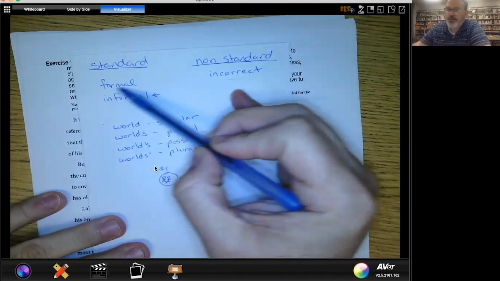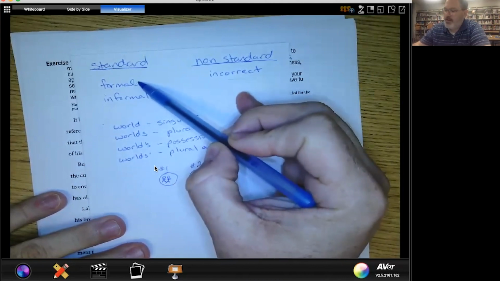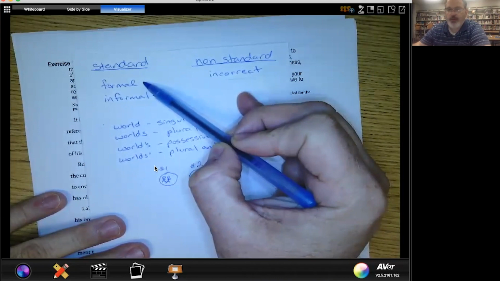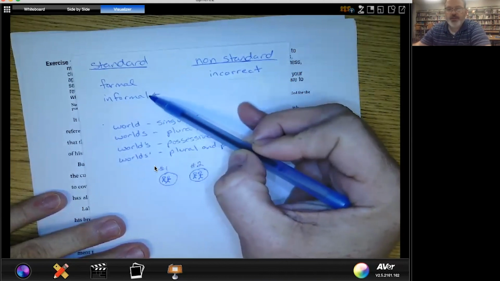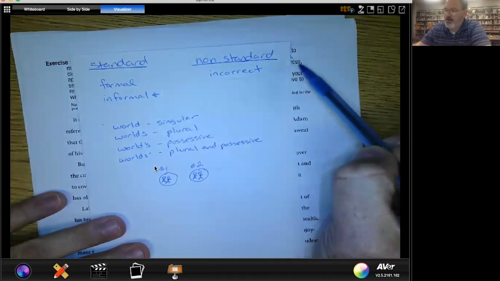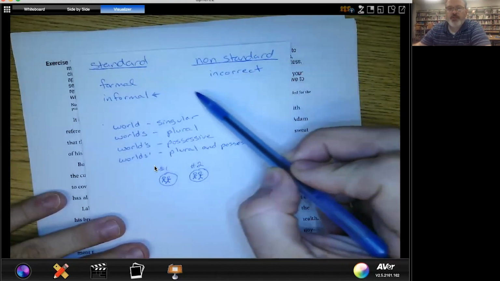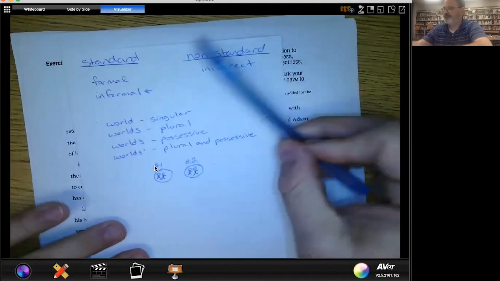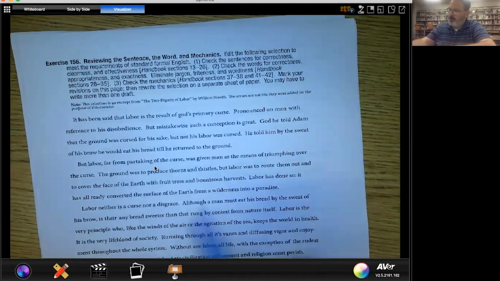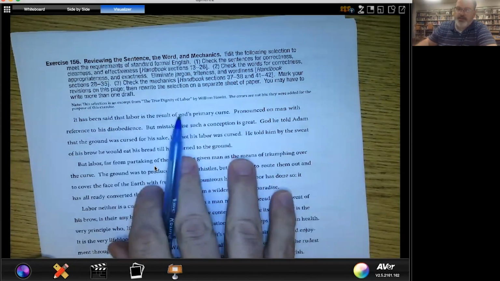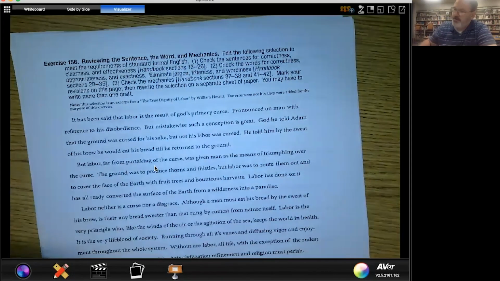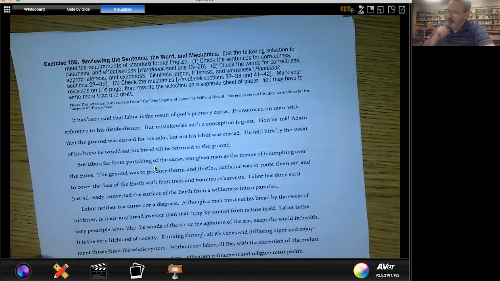There's formal, which you use whenever you are giving a speech or writing a term paper or something like that, trying to really impress, maybe a job interview. Informal is conversational. This is the language you use with your friends. But non-standard English is when it's just using English incorrectly. It's just wrong, okay? So we're going to correct this based on standard formal English. That's the highest form of English, all right?